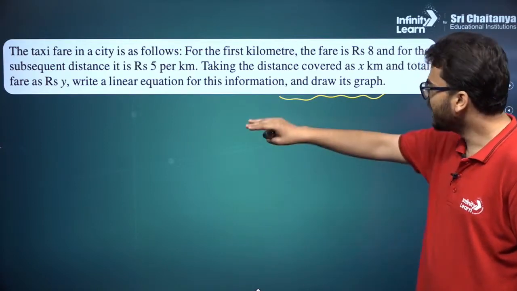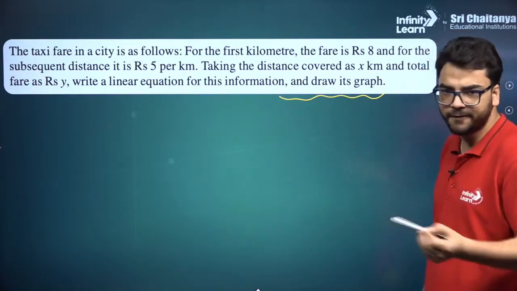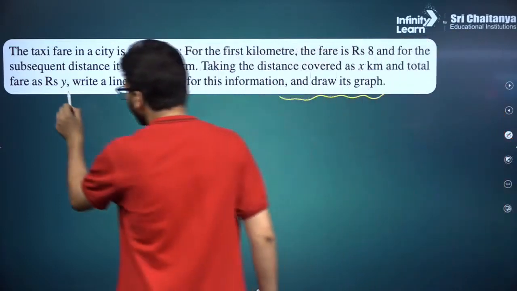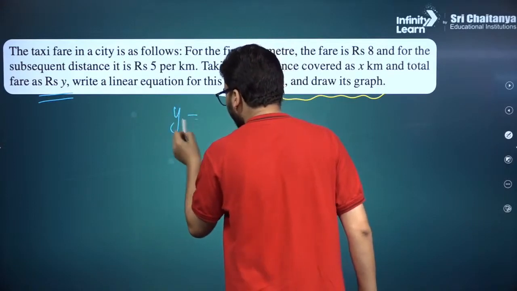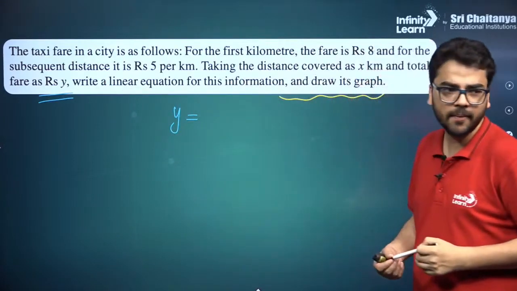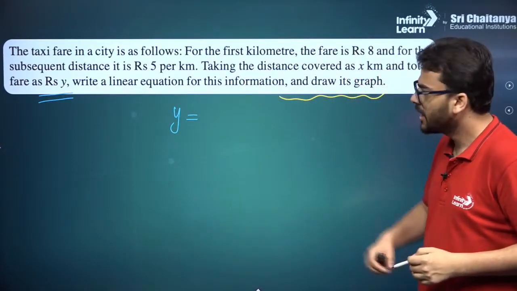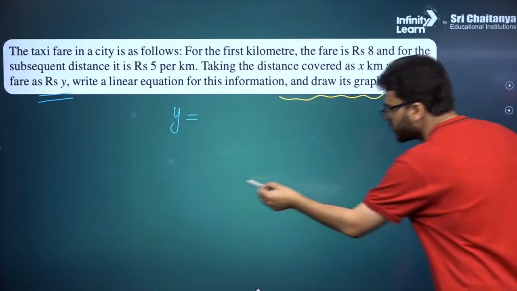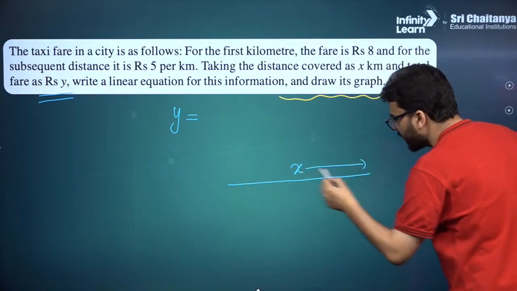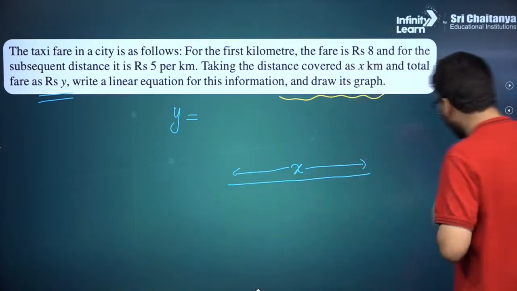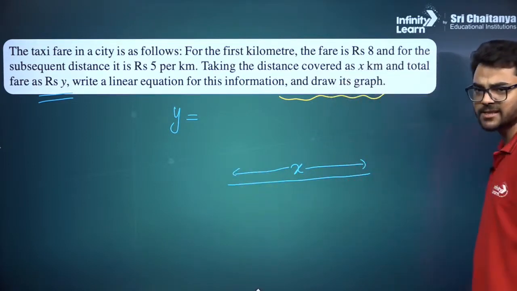So you see over here, basically it is given that total fare is rupees y. According to the question, total fare is rupees y. Now you see, hello Sushma, good afternoon. See, the distance is covered like this. You just read the question. Suppose the total distance is x kilometer. It is given in the question itself that the total distance covered is x kilometer.